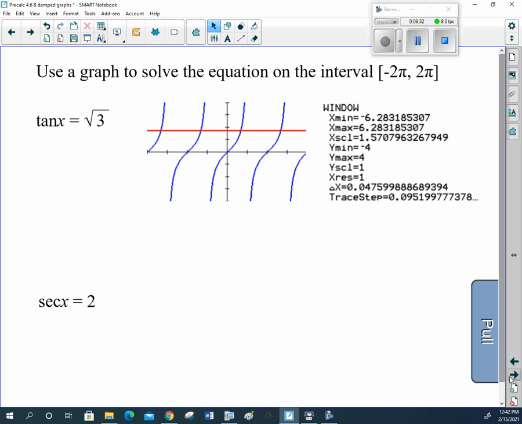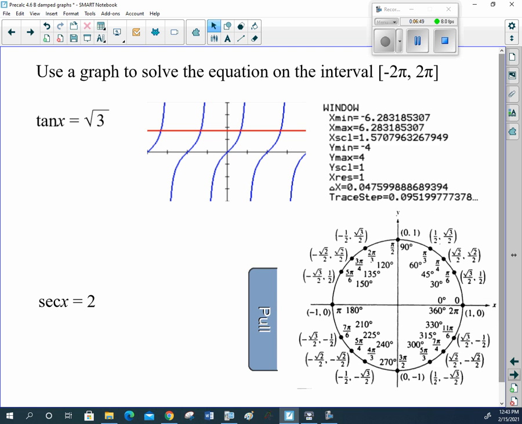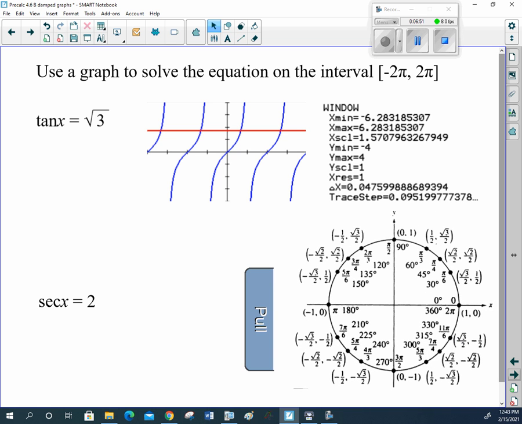Okay, this says use a graph to solve the equation on the interval from negative 2 pi to positive 2 pi. So I'm going to show you both ways. I think in the book it says to solve it and then to use the graphing calculator to prove what you've done. So basically what you're going to want to have is a unit circle handy. And they want to know where tangent x is equal to square root of 3.